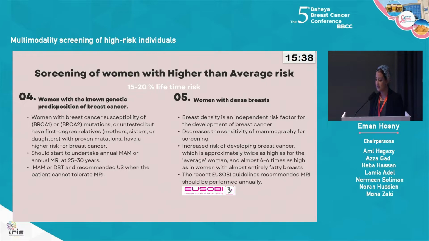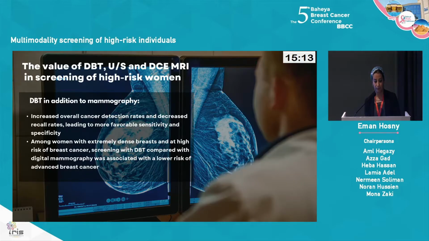Dense breast density is an independent risk factor for development of breast cancer and decreases the sensitivity of mammography for screening. It increases the risk of developing breast cancer to approximately twice as high as for women with average density, and almost 4 to 6 times as high in women with almost entirely fatty breasts. The recent ESOBI, European Society of Breast Imaging, guidelines recommend MRI should be performed annually.